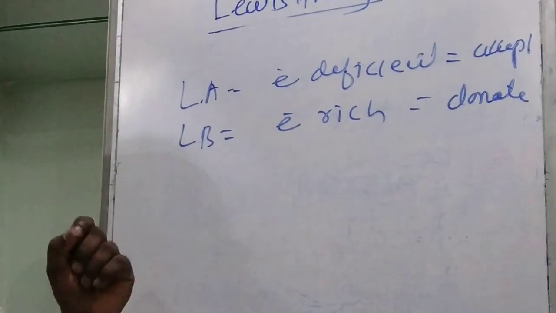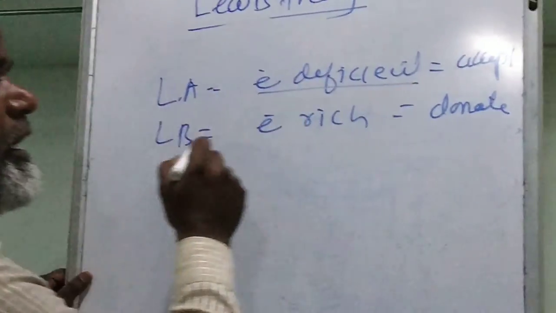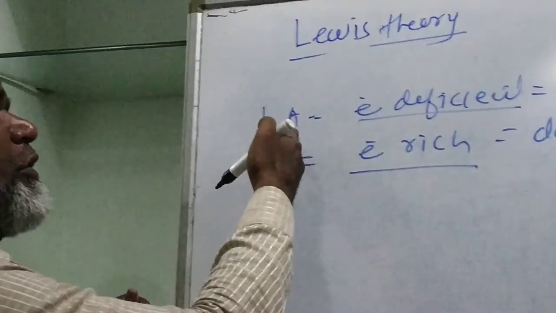So this is a very important condition for a substance to act as a Lewis acid or Lewis base. This condition is for a Lewis acid, that condition is for a Lewis base, then only can we call it a Lewis acid or Lewis base. So in the next lecture we will see the further part.